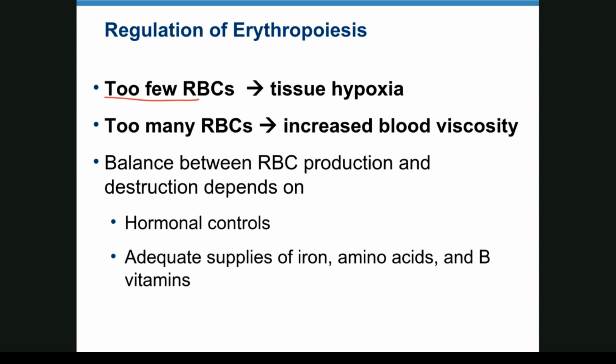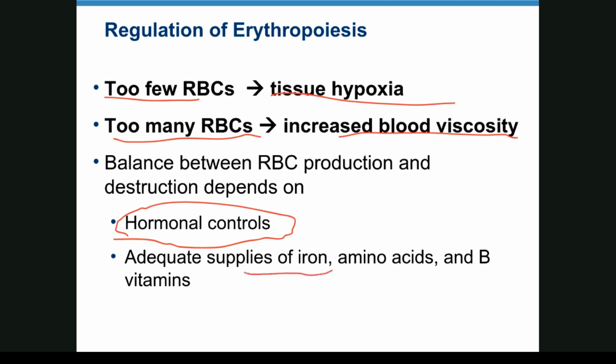Now, blood cell production needs to be correct, because if you have too few, you have tissue hypoxia. Too many, you get sludge blood, increased blood viscosity. It depends on hormonal controls, erythropoietin specifically, and adequate supplies of the raw ingredients to make a red blood cell. Iron, amino acids, B vitamins.